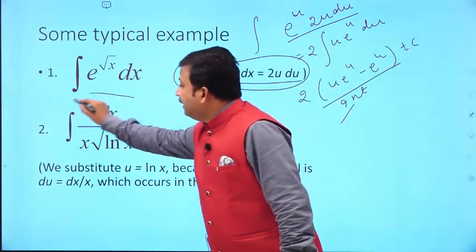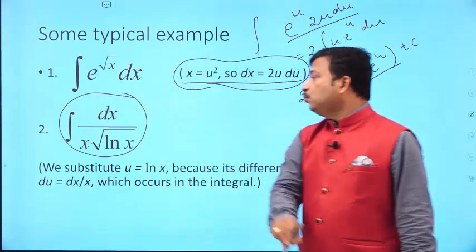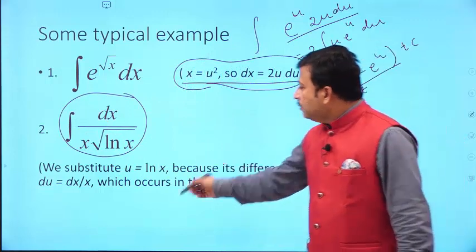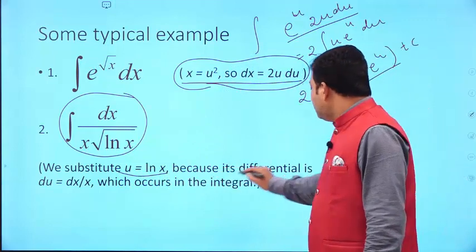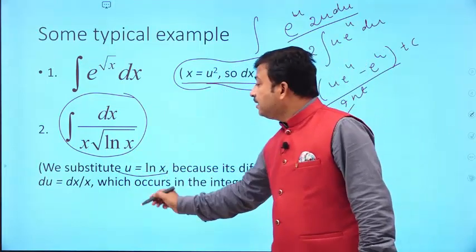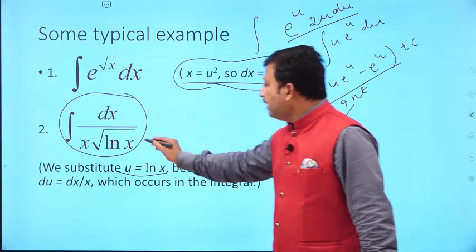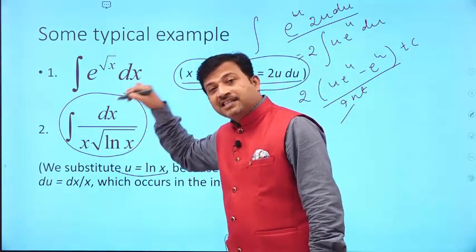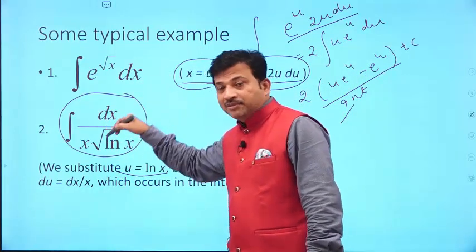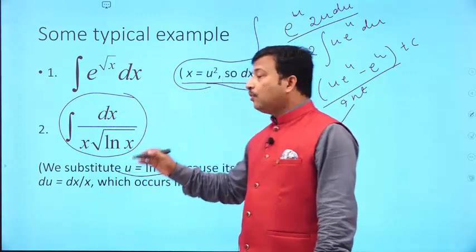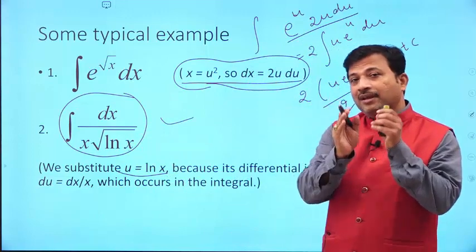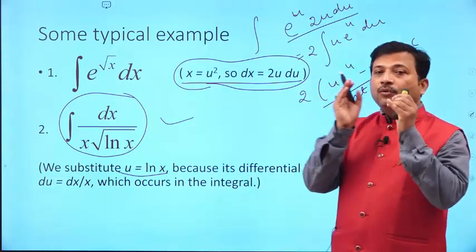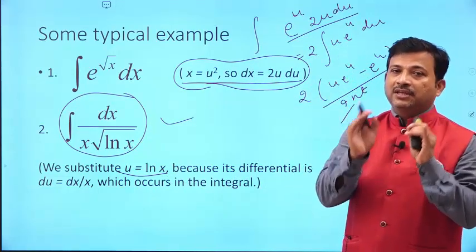Let us see here. Integration of dx by x root over log x. So what do you do? Substitute u equal to log x, because its differential is 1 by x. Derivative of log x is how much? 1 by x. Already it is given in the problem, so it will be very easy for us to evaluate it. This is the substitution. So we need to judge the given function properly, then think about which method we need to use.